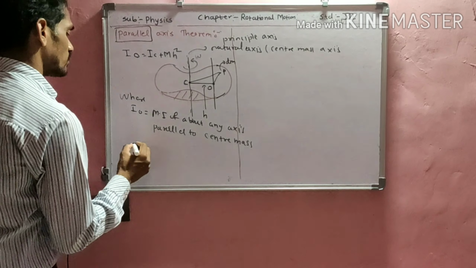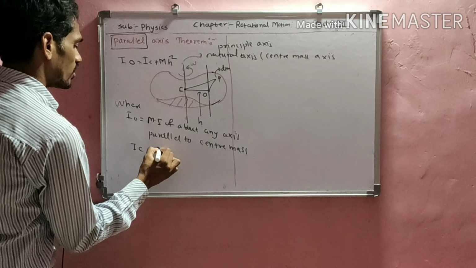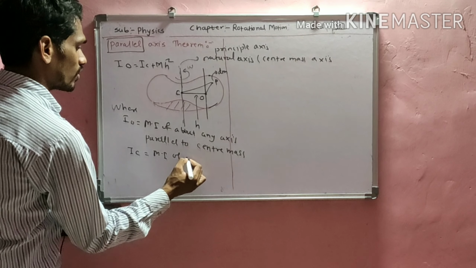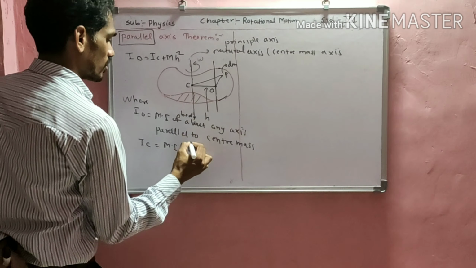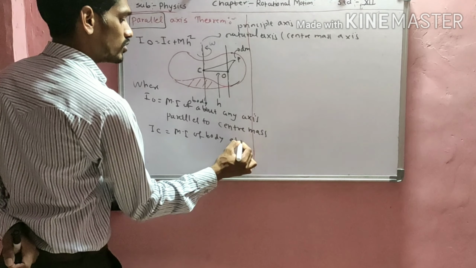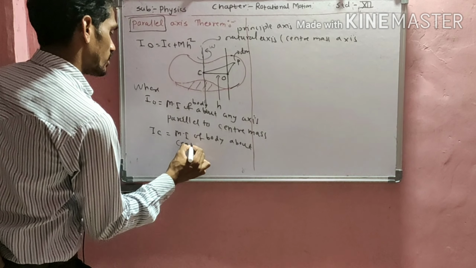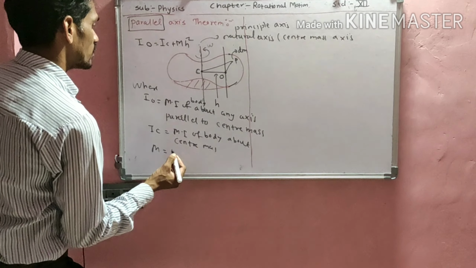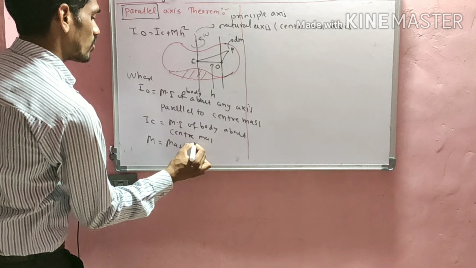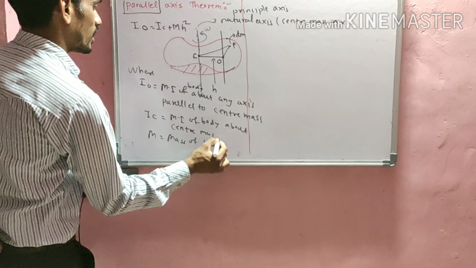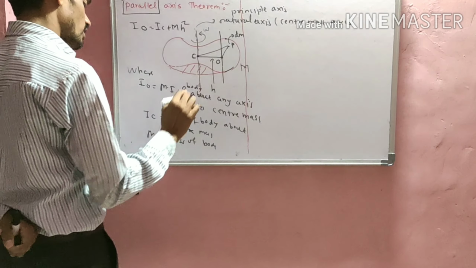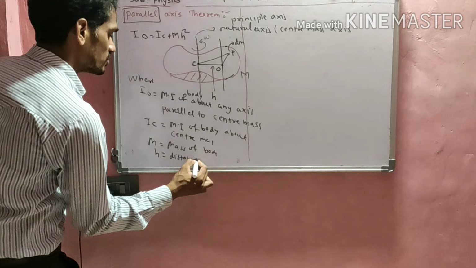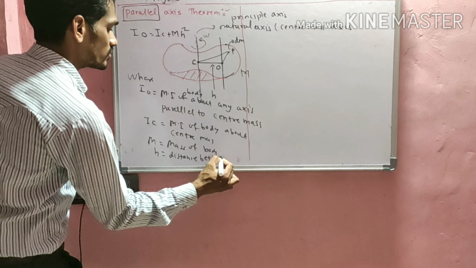Okay student, and I see nothing but what? Moment of inertia of body about what? Center of mass. And M is nothing but what, student? Mass of the body. Capital M is nothing but the mass of the whole body. Okay, and h is nothing but the distance between what, student? Two axes.